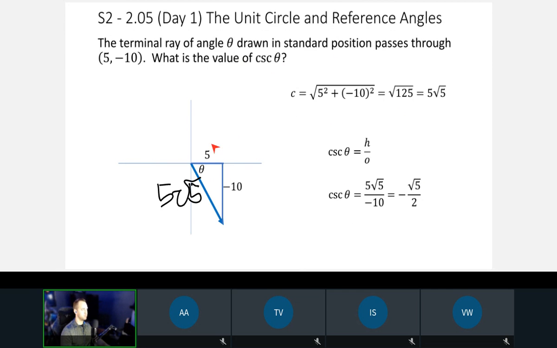And then this is over 5, this is down 10. So we labeled these sides and use the Pythagorean theorem to solve for the hypotenuse. And once you have that, you can now do cosecant, which we know is hypotenuse over opposite, and you just plug that in and get the answer.